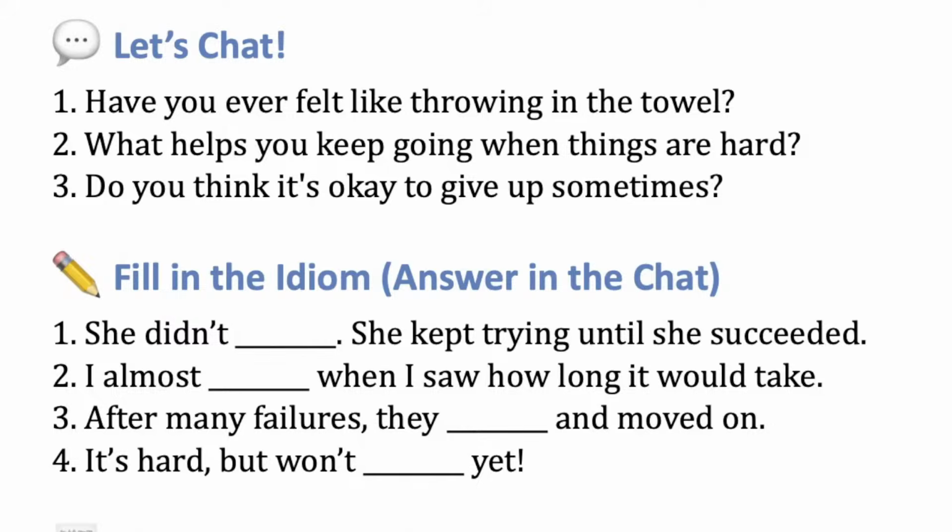Number 4, it's hard, but I won't. Oh no, I'm sorry. It should be I there. Oh, my mistake. I'm going to put that in the chat. So number 4, I forgot the I there. Sorry. It's hard, but I won't. I will fix that after class.